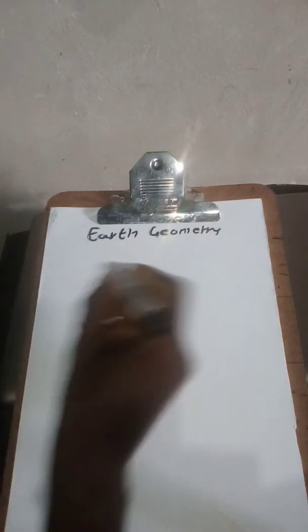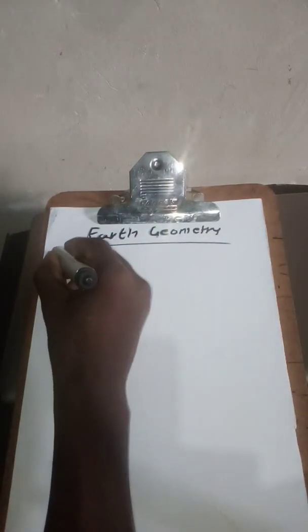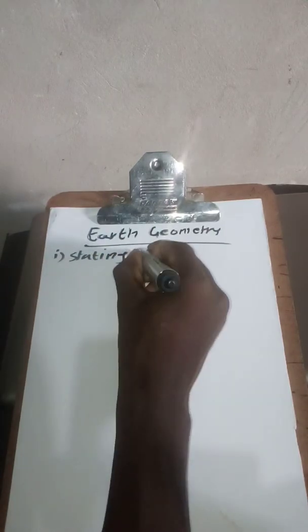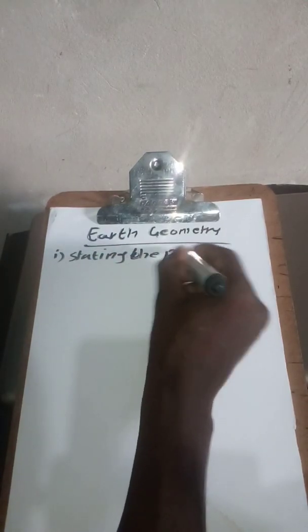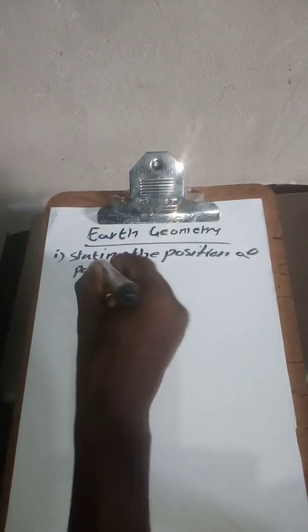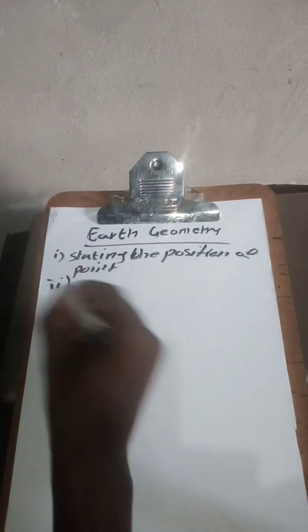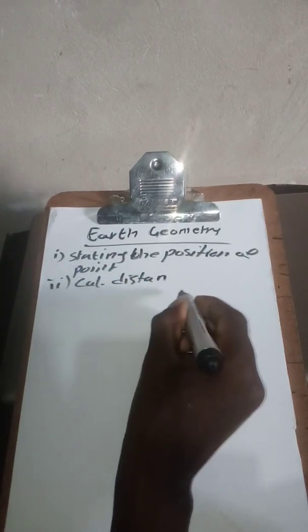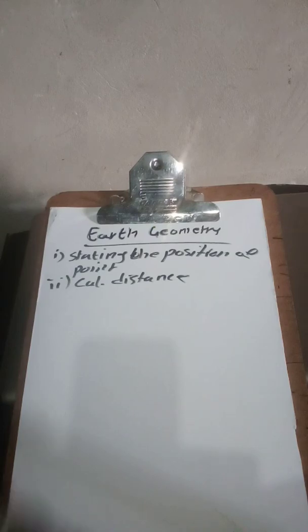So in this video we are going to focus our attention on earth geometry. Our main area of focus under earth geometry is, first, stating the position of a point on the earth's surface. Then second, calculating distance, either along the longitude or the latitude. So this is our main area of focus in this particular video.